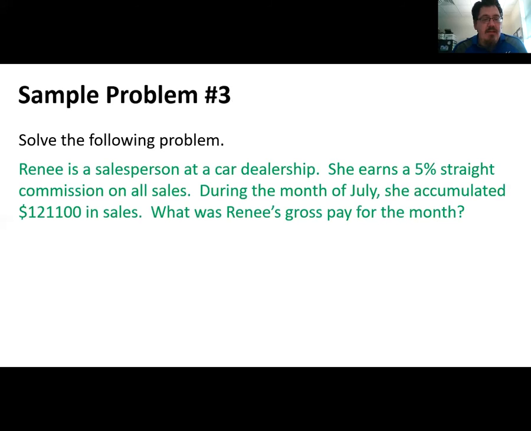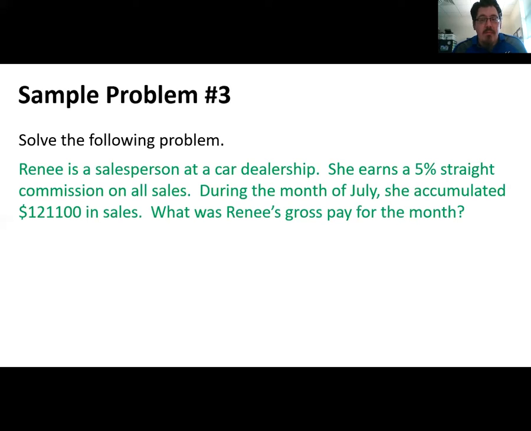All right, let's shift gears now. We're going to talk about a different situation in terms of how you might get paid, depending on, again, your situation. In this example, Renee is a salesperson at a car dealership. She earns her pay on a commission basis. So she earns a 5% straight commission on all sales. During the month of July, she accumulated $121,100 in sales. We want to figure out what the gross pay is.